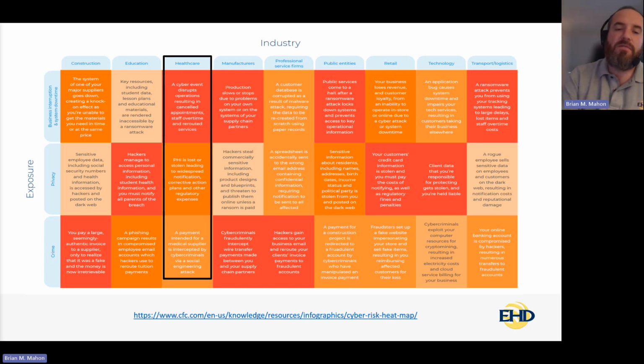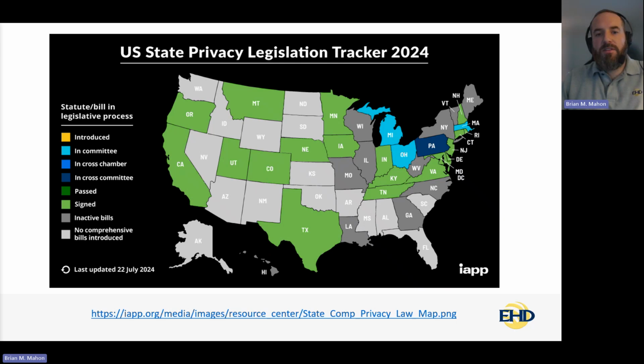I know the font's a little small. It says a cyber event disrupts operations at your health center, resulting in canceled appointments, staff overtime, and rerouted services. So, if someone really needs healthcare, they're going to go somewhere else, right? And of course, the privacy piece of it. PHI lost or stolen, leading to widespread notification, corrective action plans, and other regulatory expenses. The increased legal landscape, privacy laws really increases the need for cyber insurance and taking cybersecurity seriously.